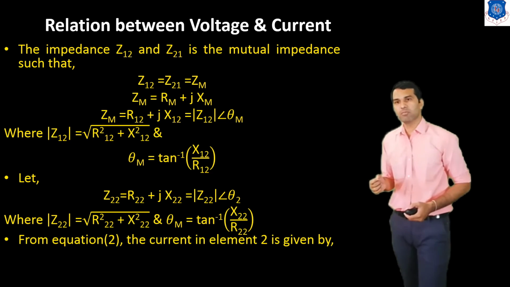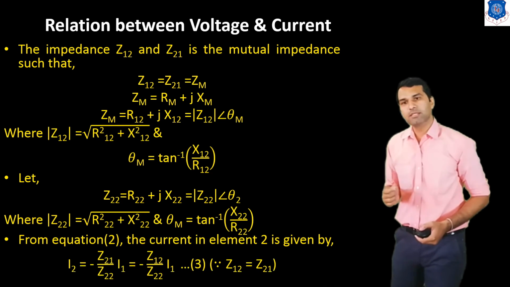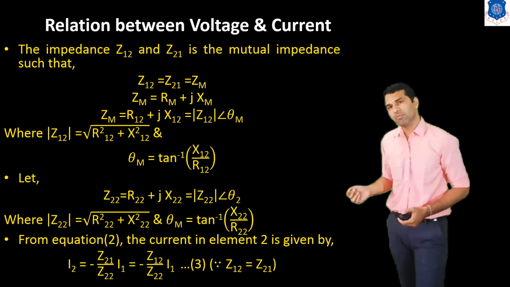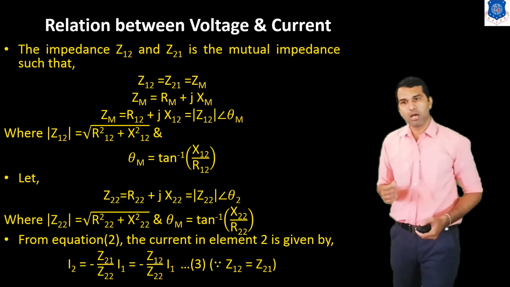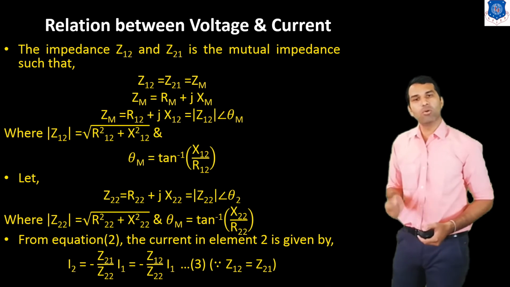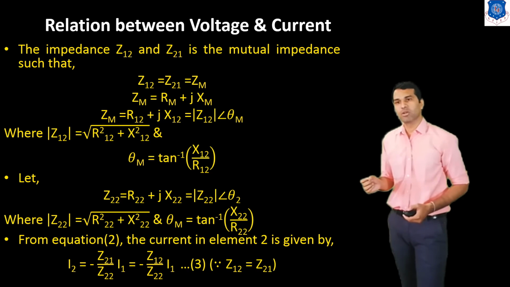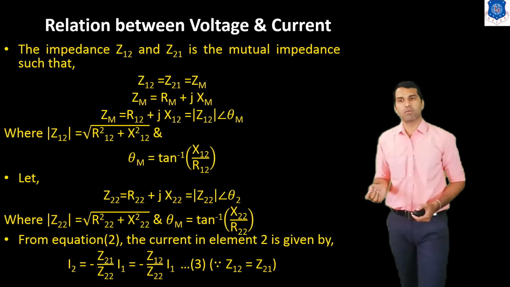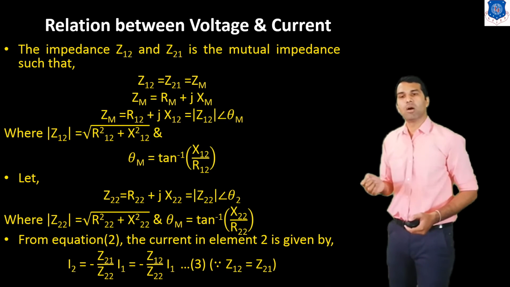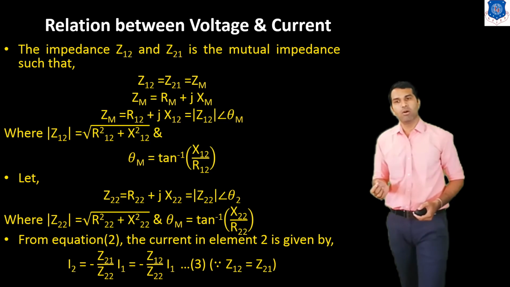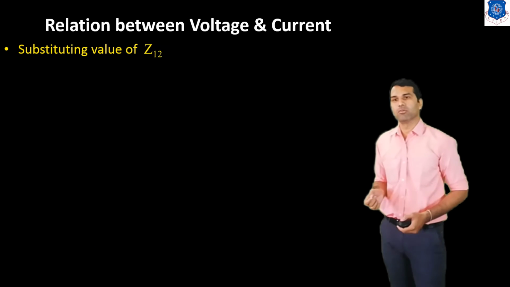Now from equation number 2, the current in element number 2 is given by I2 equals minus Z21 upon Z22 into I1. Because we know that Z21 is equal to Z12, we can write minus Z12 upon Z22 into I1. So this is the current in the second element, I2.